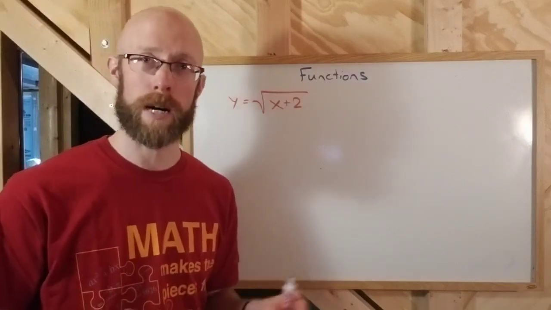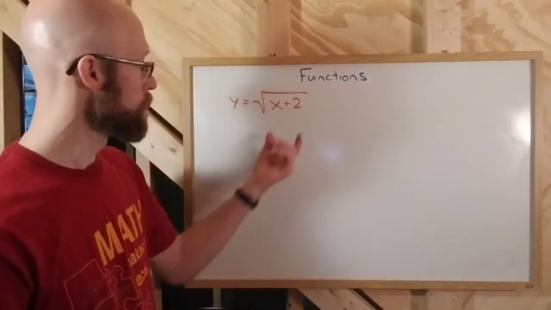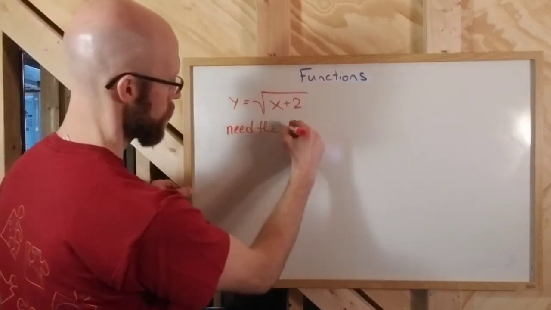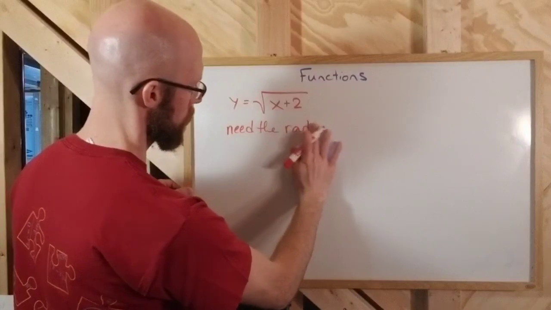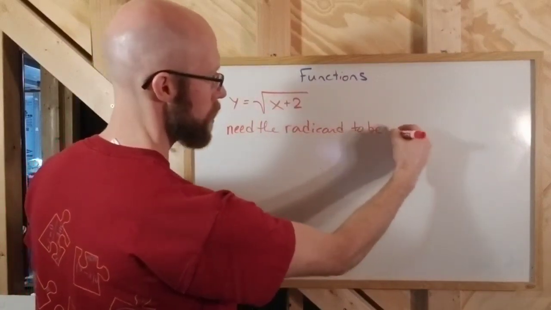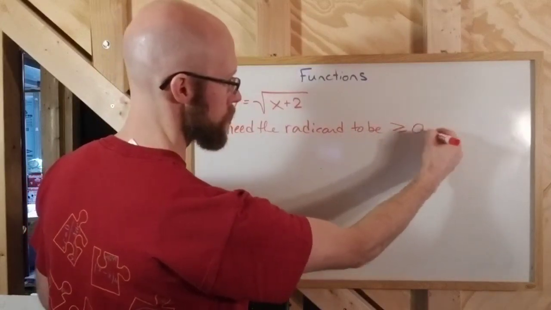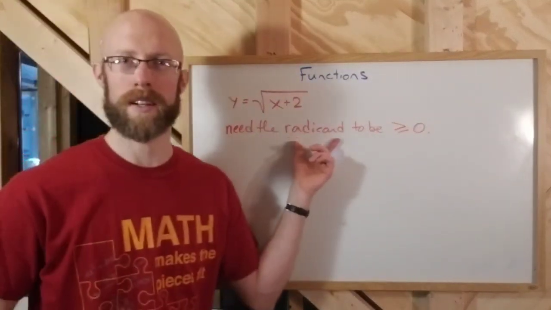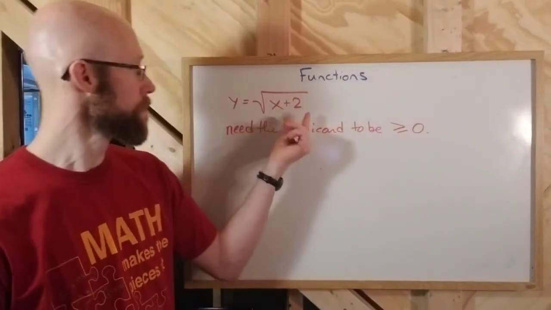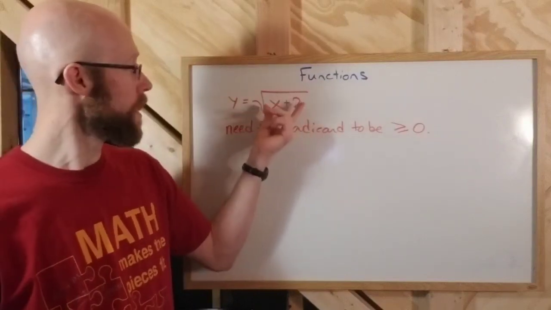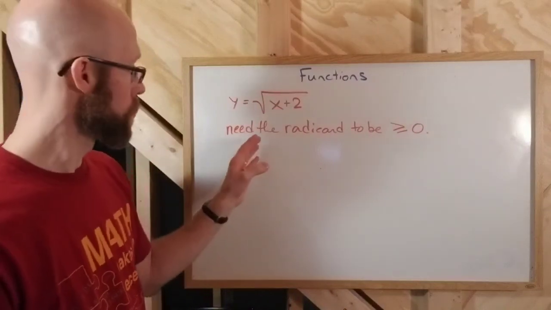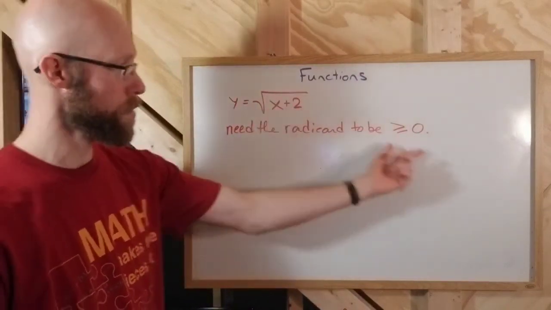But for right now, we don't want complex numbers. We're dealing with real numbers. And so we need the radicand to be greater than or equal to 0. Now the radicand, what the heck did I just write there? Radicand is what's under the radical. Okay? That's the technical term for it. X plus 2 is called the radicand. All right? So we need that radicand to be greater than or equal to 0.